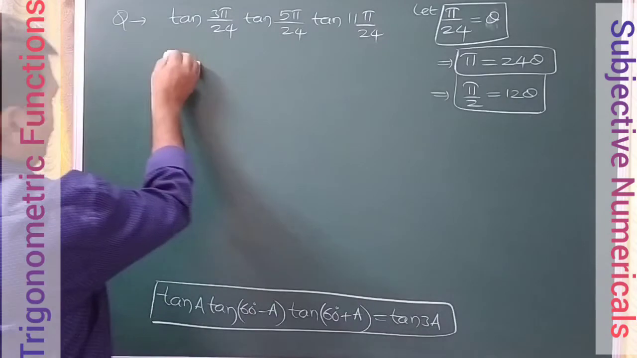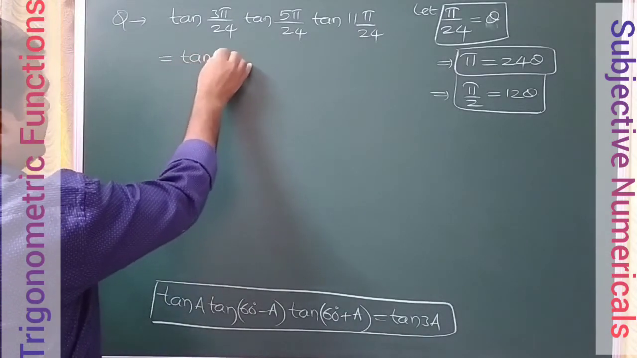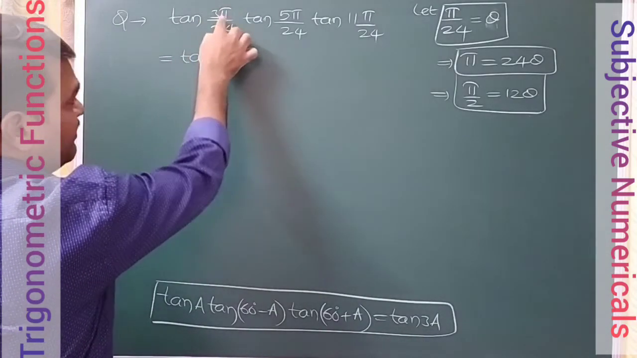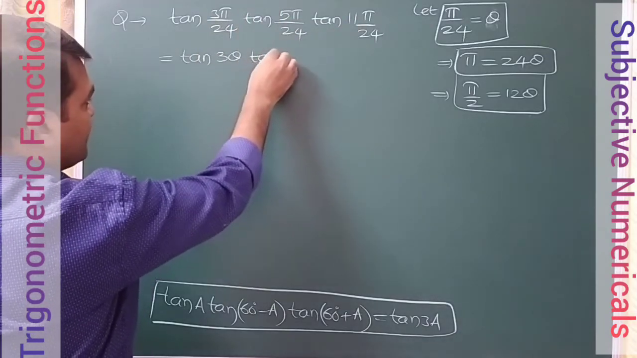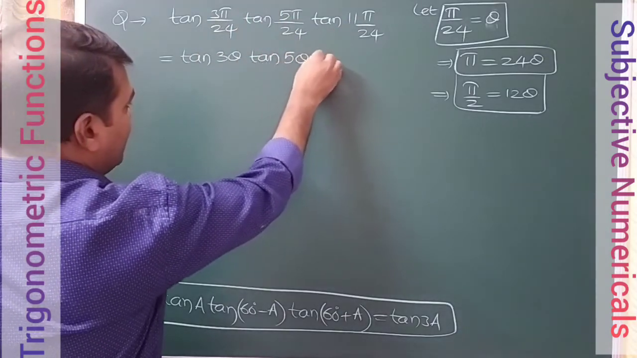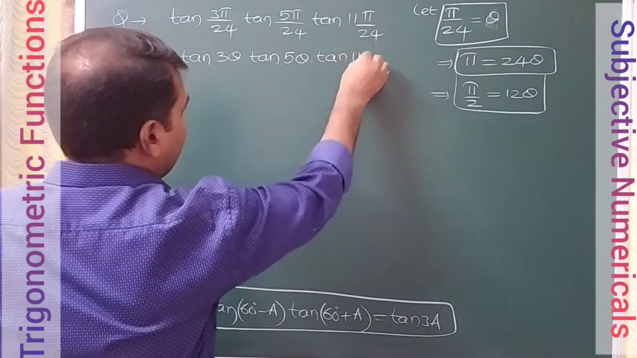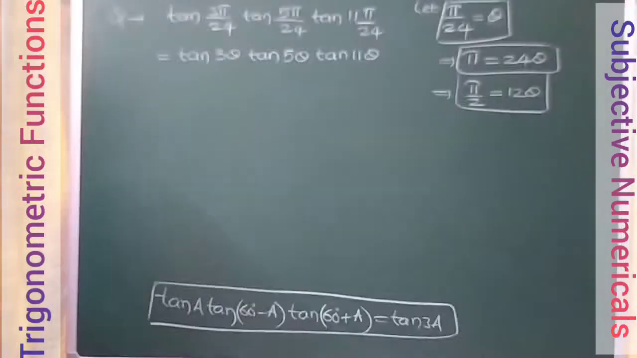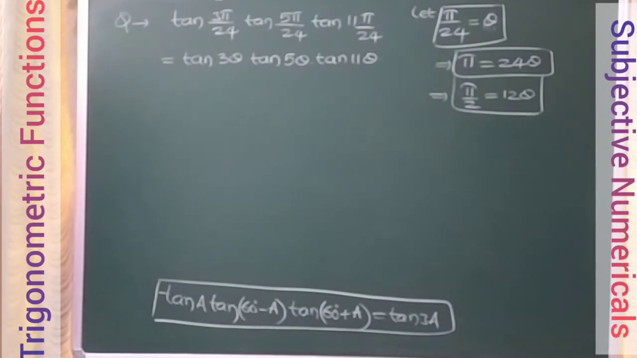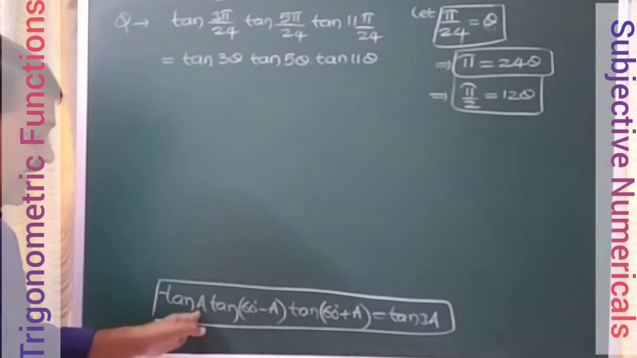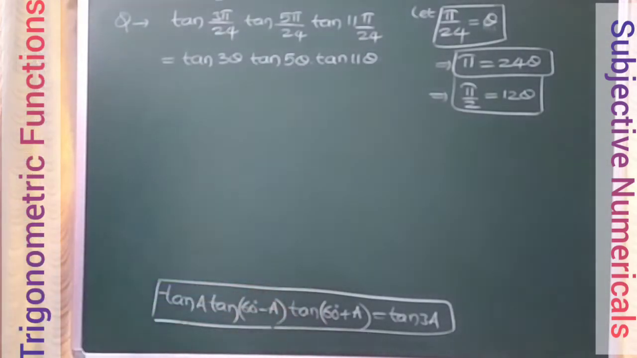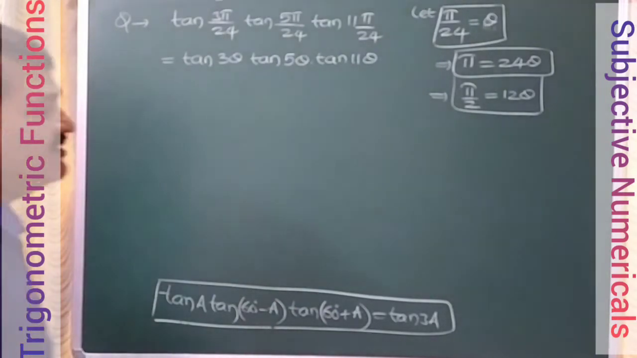So what is the question now? The question is tan 3 into pi by 24, which means theta: tan 3 theta, tan 5 theta, tan 11 theta. So this is our question now. How do we modify it such that we get this standard model, tan of A, tan of 60 minus A, tan of 60 plus A? This is what we have to think now.